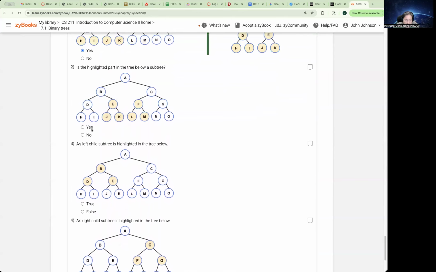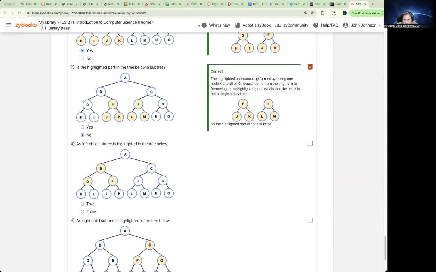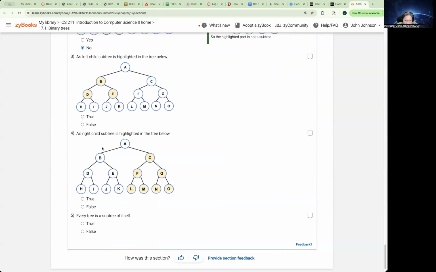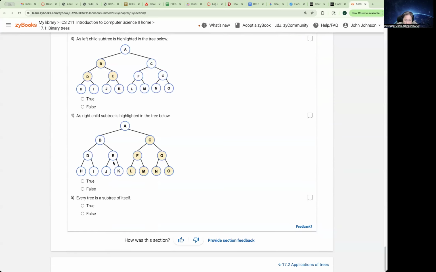I'll do this one here. This one is not a subtree because they're not connected there. They are not direct descendants of each other. So when you go in here, the highlighted part cannot be formed by taking one node X and all of X's descendants from the original tree. Removing the unhighlighted part reveals the result is not a single binary tree. So they're not connected. So go ahead and do the rest.